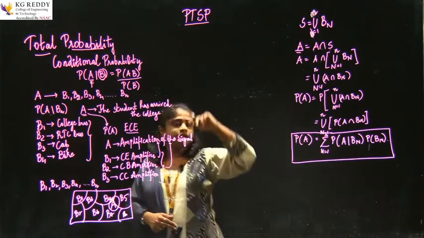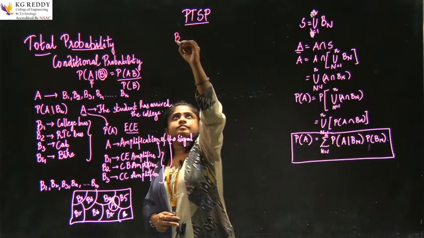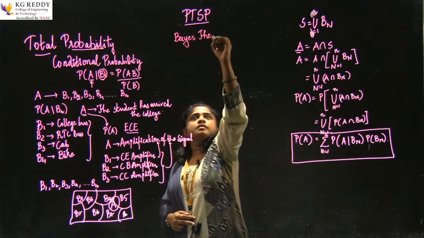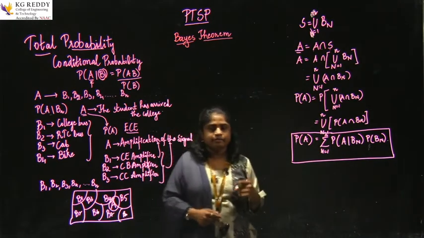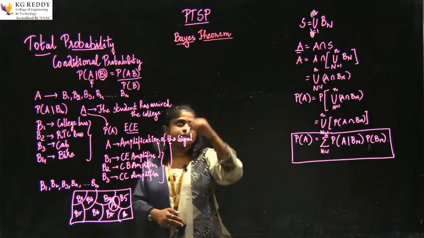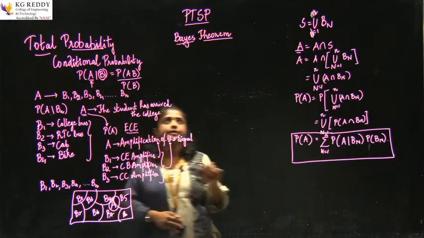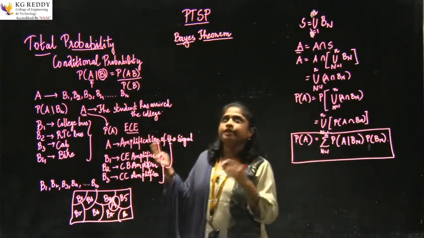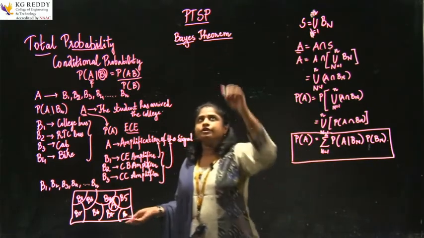Now from this we will be deriving the equation for the Bayes theorem. Why do we have to go for the Bayes theorem? For example, in the conditional probability, we have probability of A by B, but sometimes the probability of A by B is already given, and we want to find the probability of B by A. At that time we go for the Bayes theorem.